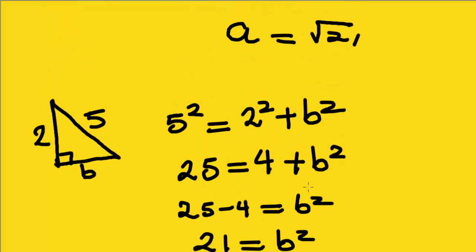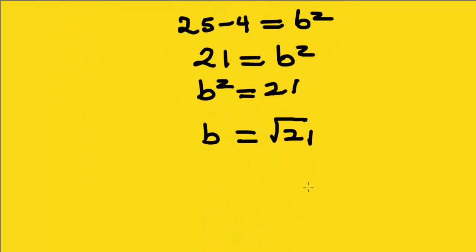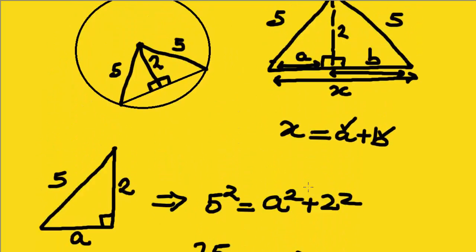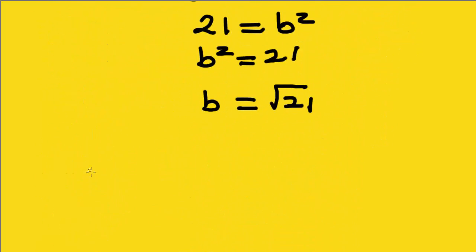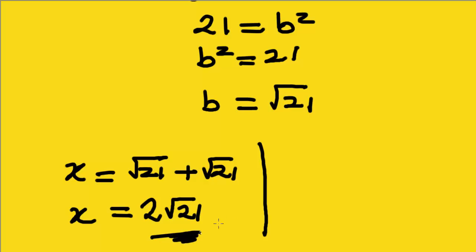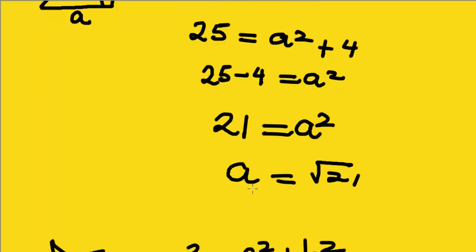So now we know that a is the square root of 21, and b is also the square root of 21. And from the definition I've given, x is a plus b. Therefore, x, the length of the chord, is a plus b, which is root 21 plus root 21. And you recall from surds, this can be written as 2 root 21. So that's the length of the chord, 2 root 21 centimeters, because all the lengths were given in centimeters in this question.